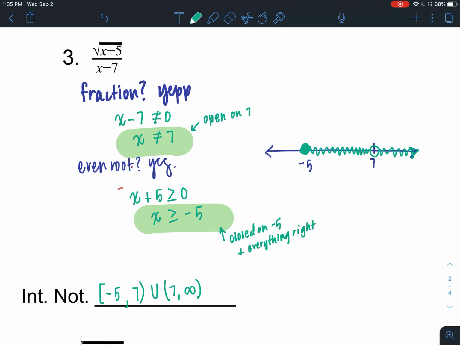Okay, so one way of thinking about it is I'm going to put my pencil down and drag it, but I don't want to hit any white space. So I don't want to hit this white space over here. I'm starting at negative 5, going to 7. Oop, can't hit 7, so I'm jumping over and going the rest of the way.